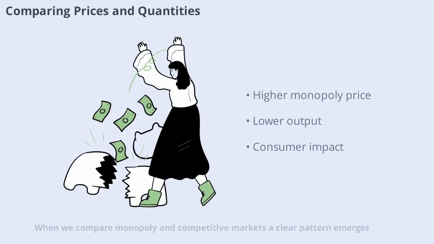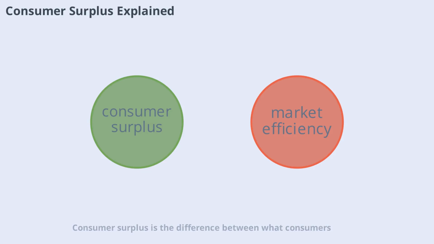When we compare monopoly and competitive markets, a clear pattern emerges. Monopolies charge higher prices and produce less output than competitive firms. This difference is not just a matter of profit, it has real consequences for consumers, who face higher costs and fewer choices. The reduction in output also means that some mutually beneficial trades do not occur, leading to a loss in overall welfare.